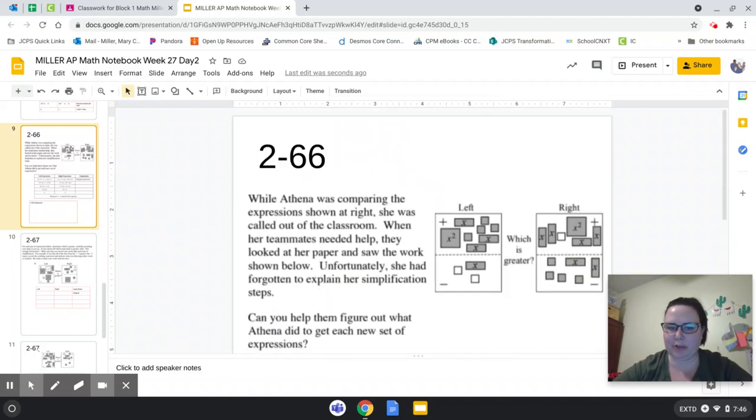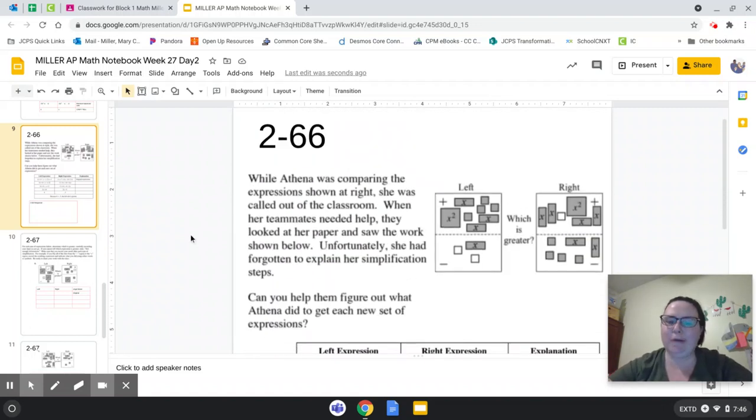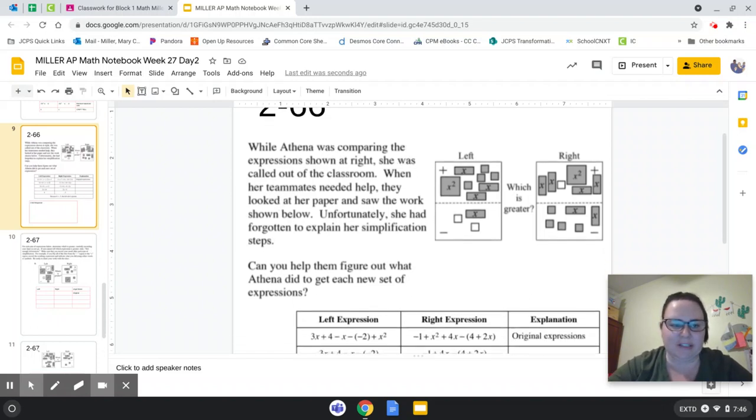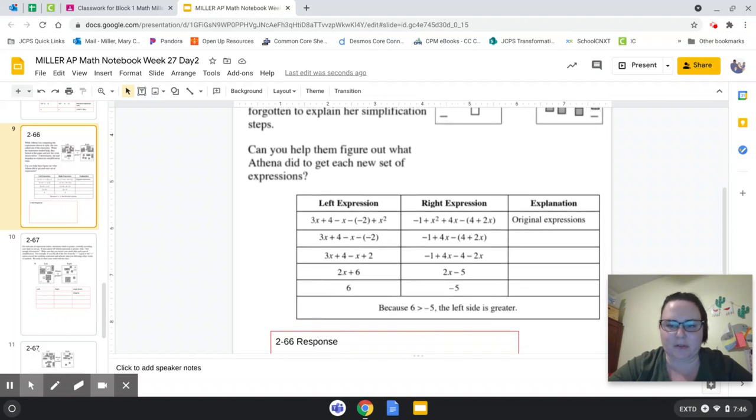Moving on. Hopefully you're sticking with me. Good old Athena was comparing expressions shown at the right. She was called out of the classroom. When her teammates needed help, they looked at her paper, saw the work she had below, and unfortunately, she forgot to explain her simplification. Naughty, naughty Athena. Can you figure out what Athena did to get each new set of tiles?